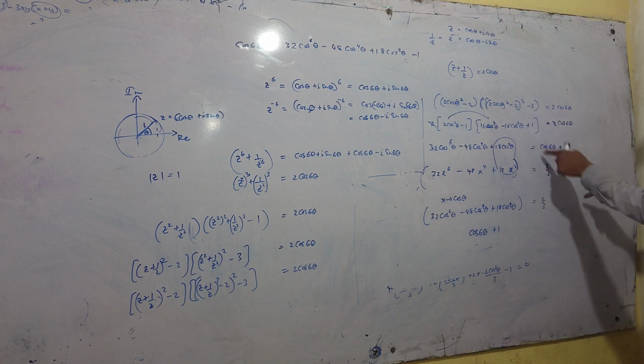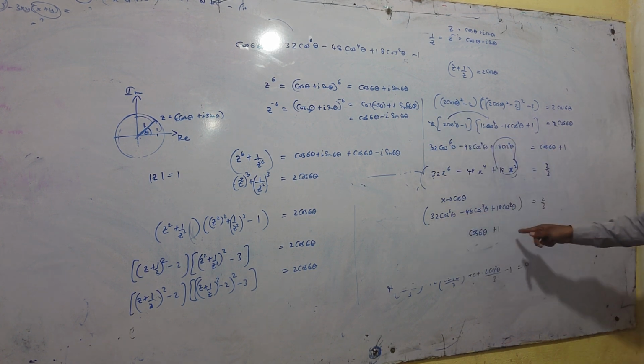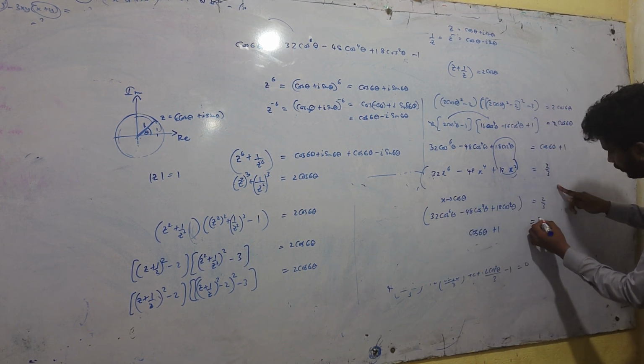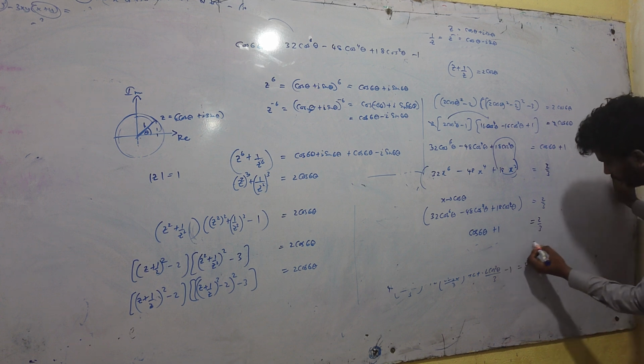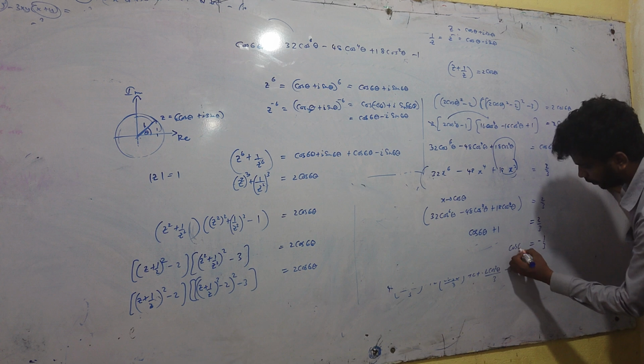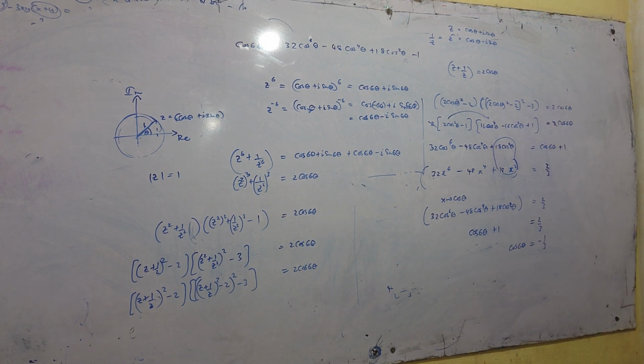Because this entire part is cos 6 theta now, which is equal to 2/3. When you put this on the other side, it is minus 1/3 equals cos 6 theta. Right. Now you can solve for cos 6 theta equals minus 1/3.